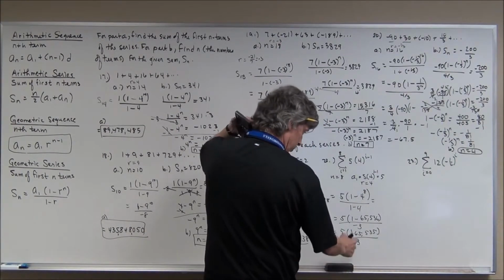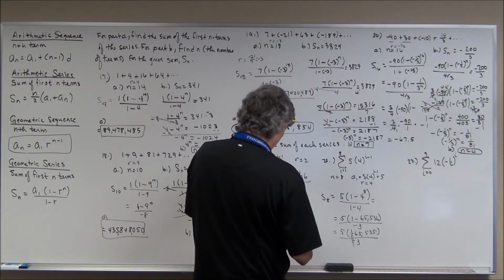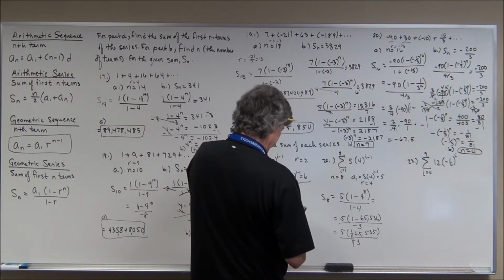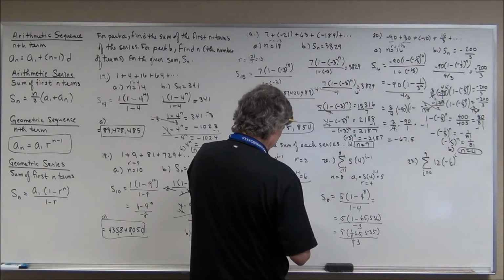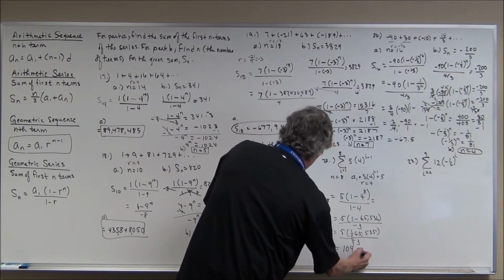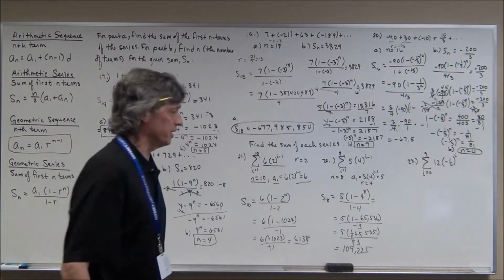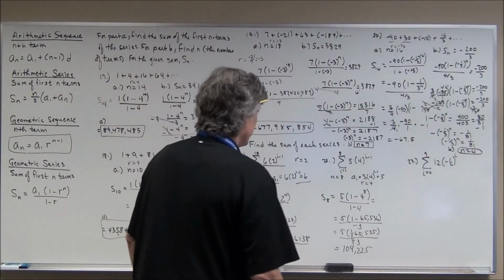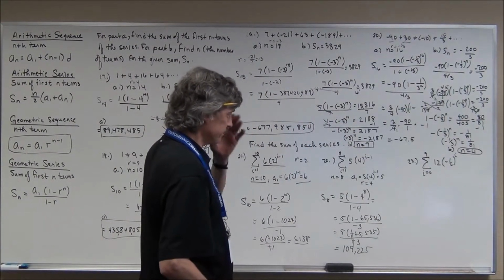Now 3 probably goes into there, but I'm going to multiply it out the long way here. 5 times 65,535 divided by 3, and I get 109,225, and hopefully that matches the answer. And it does. Okay, so one to go.